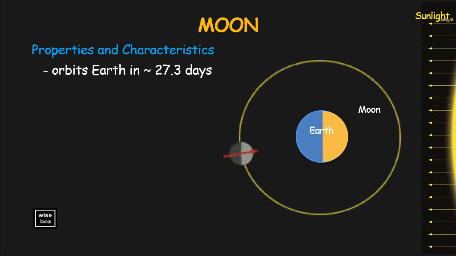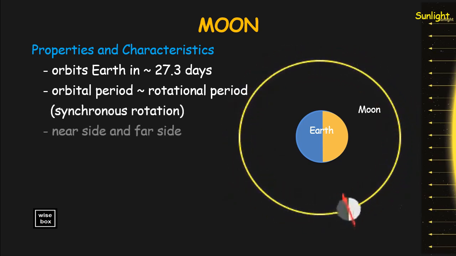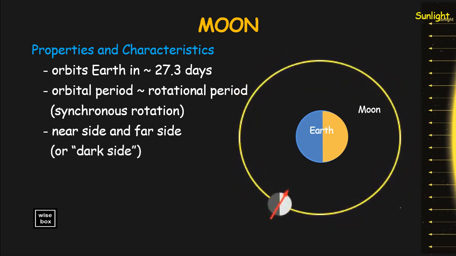The Moon orbits Earth at an average distance of 384,400 kilometers, completing one orbit in approximately 27.3 days. This orbital period is synchronized with its rotational period, meaning the same side of the Moon always faces Earth. This phenomenon, known as synchronous rotation, results in the near side and far side of the Moon, with the latter often mistakenly referred to as the dark side, though it experiences similar phases of illumination as the near side.